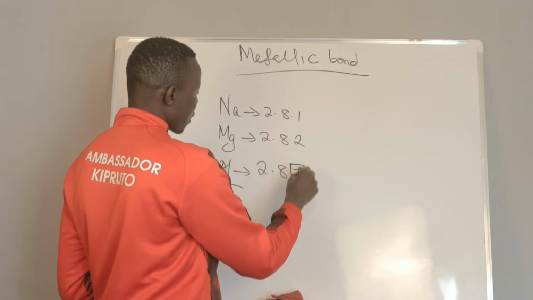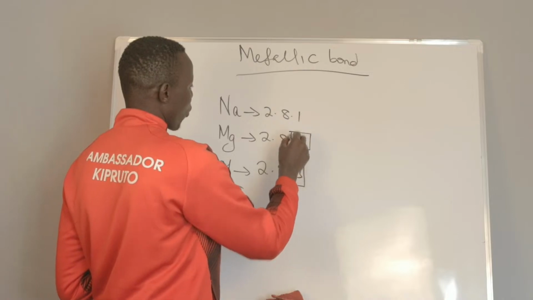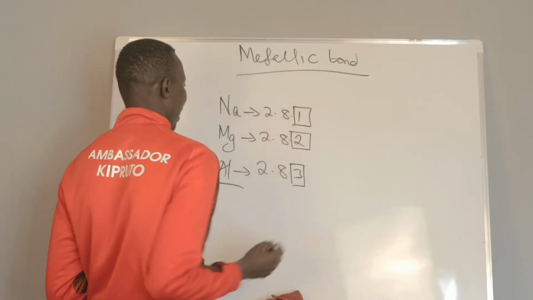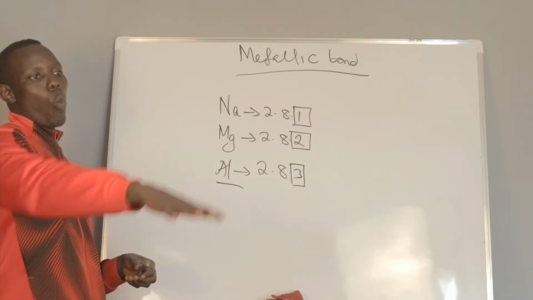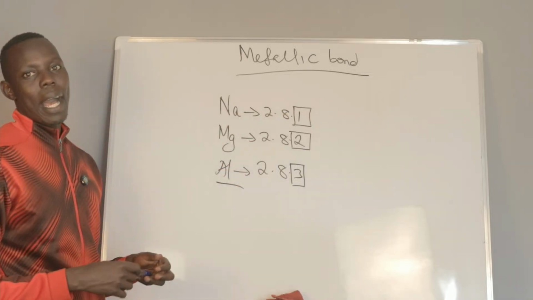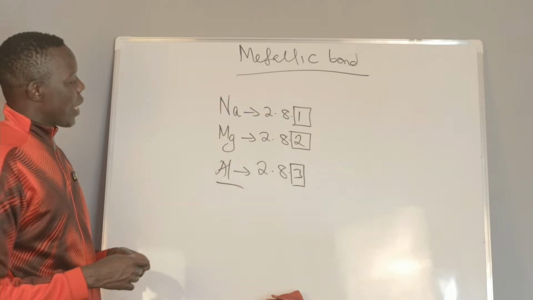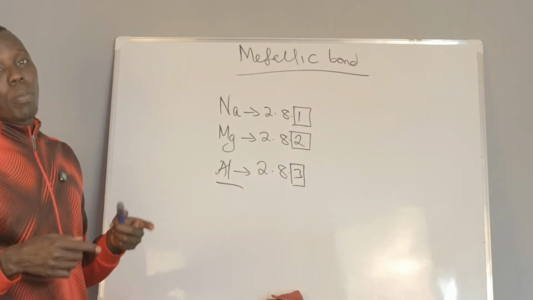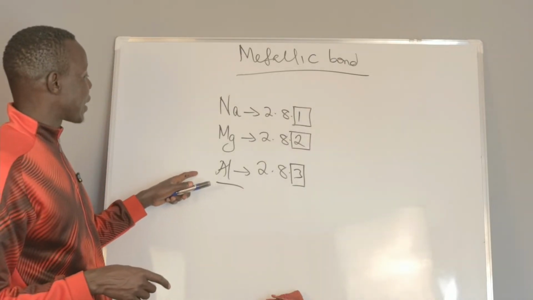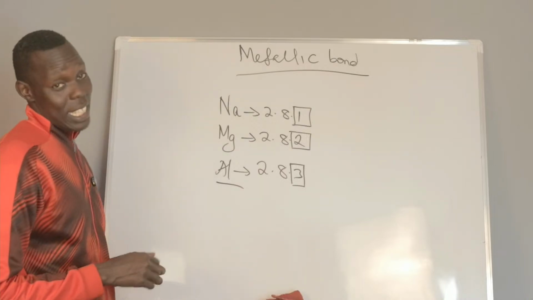Now, these 3 are responsible for metallic bonding. These 2 are responsible for metallic bonding. This one is responsible for metallic bonding. There is what we call the sea of electrons, where electrons are. If it has contributed more, it increases the strength of the bond. So aluminium has the strongest metallic bond, followed by magnesium and lastly sodium.